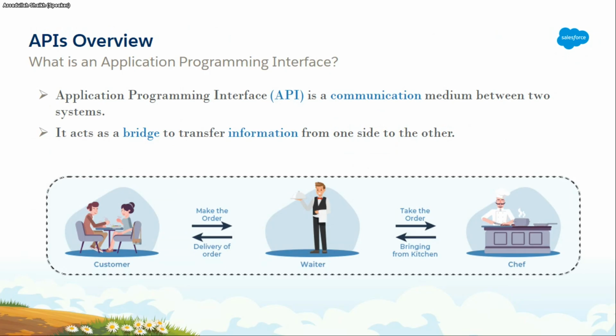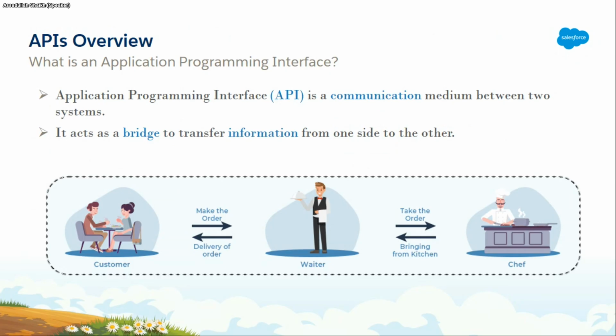This is a very typical example that is widely accepted and used to explain API in layman's terms. In this example, there are two systems, right? One is the customer and the other is the restaurant kitchen itself. The waiter acts as a bridge to communicate between the kitchen and the customer. He gets the order from the customer, informs the kitchen, and when the order is ready, brings it back to the customer's table. That is how APIs work in the technical world as well.